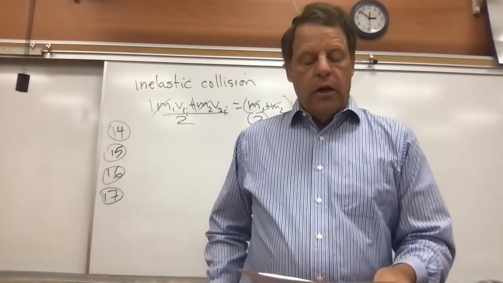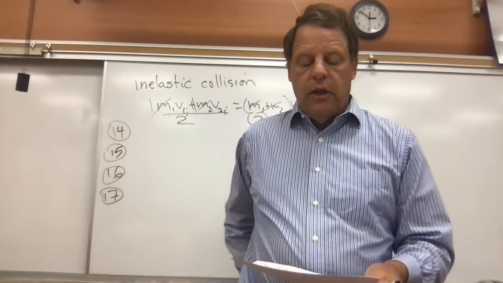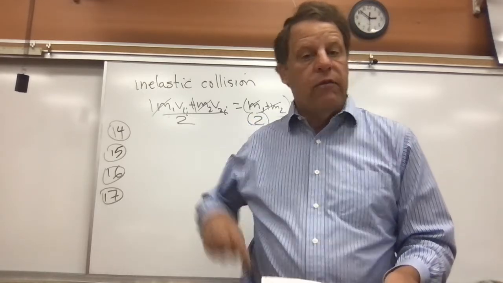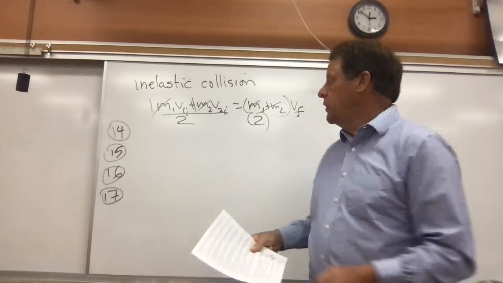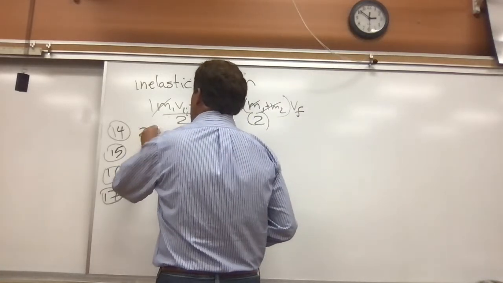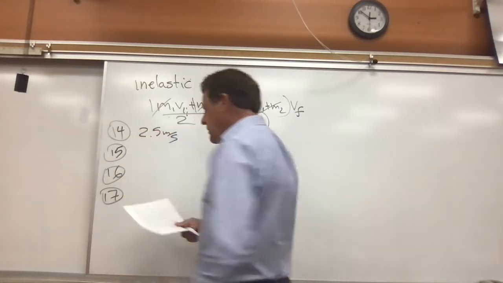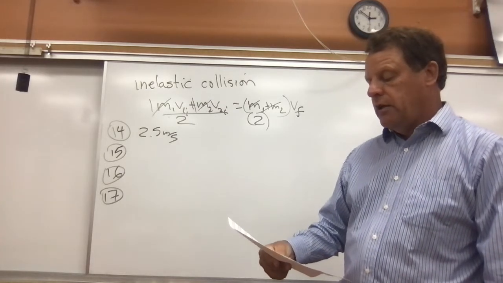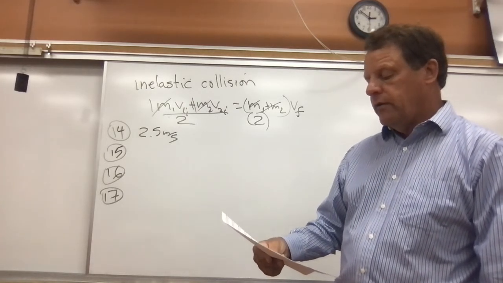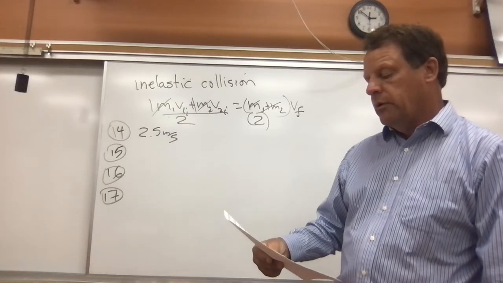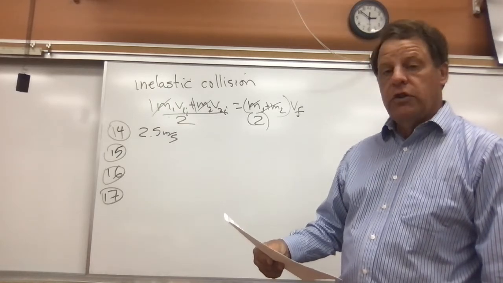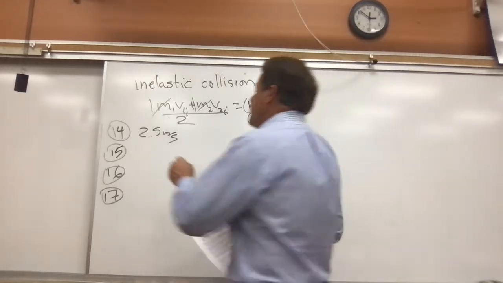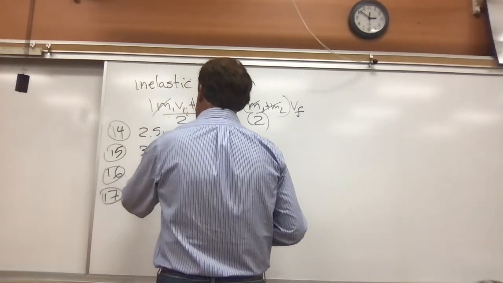Okay, so if we look at number 14, the initial velocity of the first ball is 5, and the second one is initially at rest. The average between 5 and 0 is going to be 2.5 meters per second. In question number 15, the first ball is moving to the right at 5, and the second ball is moving to the right at 2. So we're going to say 5 plus 2 is 7, divided by 2 is going to be 3.5 meters per second.